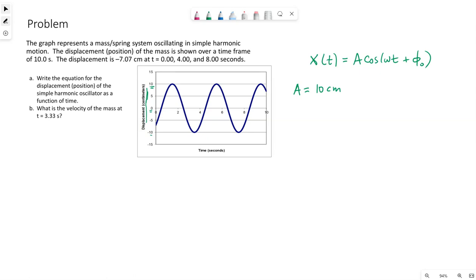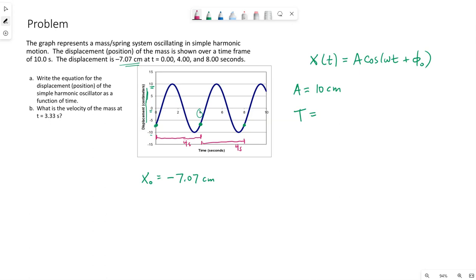The other piece of information I can read off the graph is the period. The problem is telling us not only is the initial position, so x naught is negative 7.07 centimeters, but it has that same value at time equals 4 seconds and at time equals 8 seconds. So this system is oscillating such that it's passing through this same point every 4 seconds. That's what we define period as.